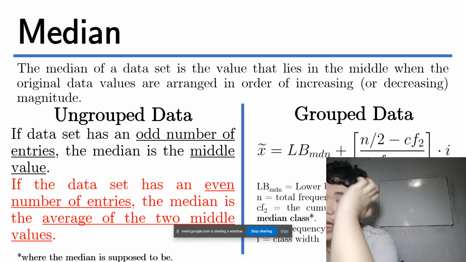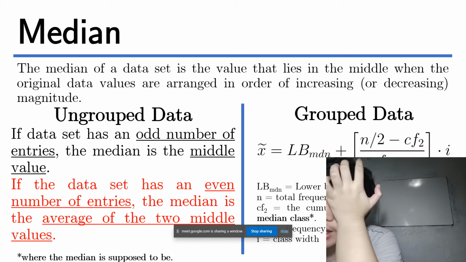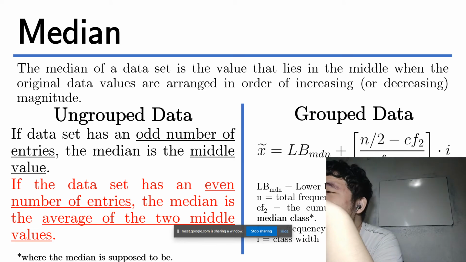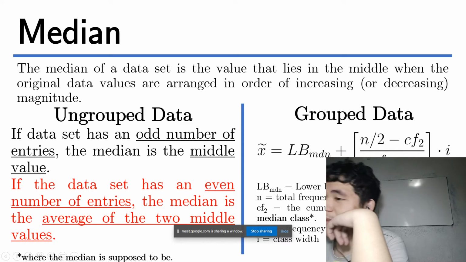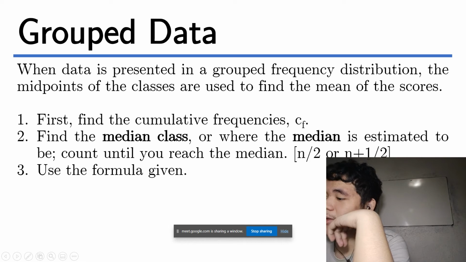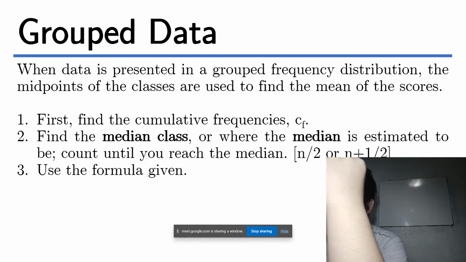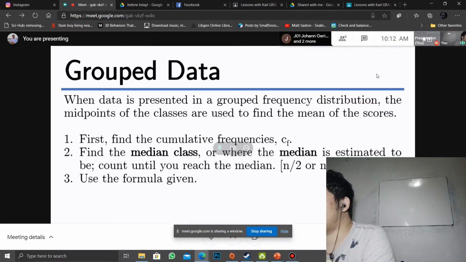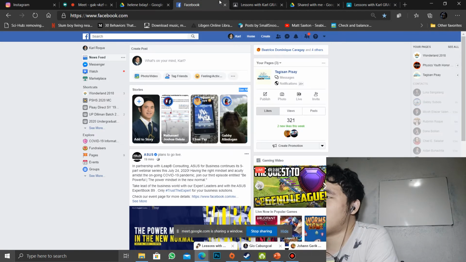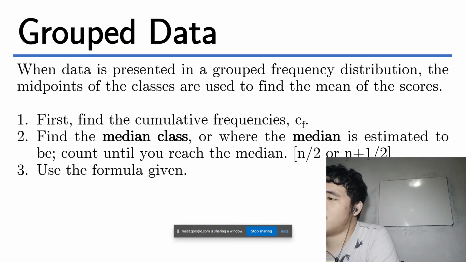Median, kapag value that lies in the middle when the original values are arranged in order of increasing magnitude, no? Ayan sila. For group data, remember this formula, no? Remember this formula. Yun nga, parating cumulative frequency. Then for the median class, estimatein nyo kung saan babagsak yung median, no? It's either sa n divided by 2 or n plus 1 over 2. Tapos hanapin nyo kung saan siya sa classes na yun.